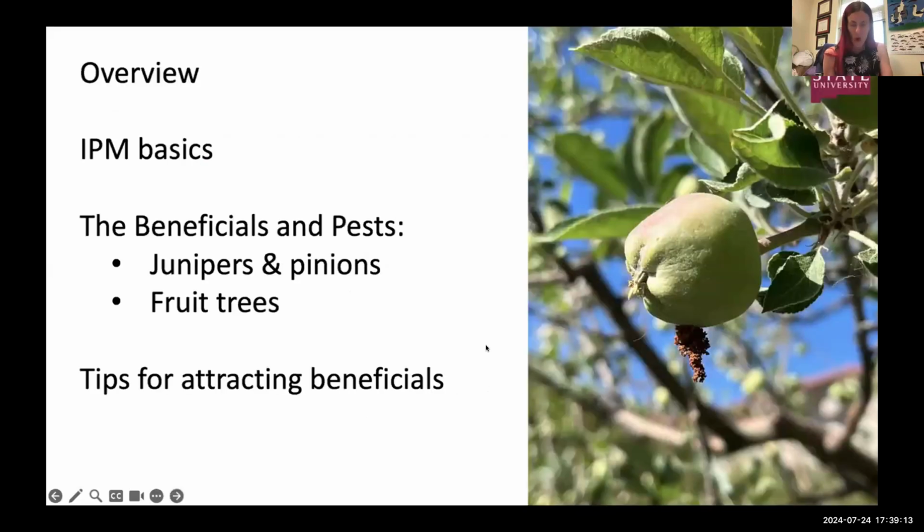So I'm going to give an overview for this talk. I'm going to talk a little bit about IPM basics, and then I'll get into the bugs, and I'll talk about the beneficials and the pests. So the beneficials are the insects that eat the pests. I'll try to mention some of those. And I have this in junipers, pinions, and I should probably spell that differently. Sorry, I forgot to change these slides because I know here we like to spell pinion differently. I apologize for that. And then finally, I'll share some tips for attracting some of your beneficials.